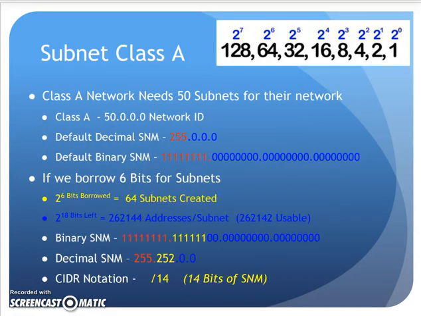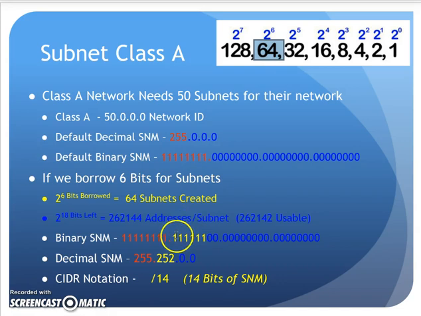All right. So let's take a Class A network. We have a 50.0.0.0 network. They told us we need 50 subnets. So to get 50 subnets, we need to borrow at least 6 bits to get the job done. 2 to the 6 is going to give me 64 subnets. Okay, cool. So we definitely have enough subnets to get the job done.